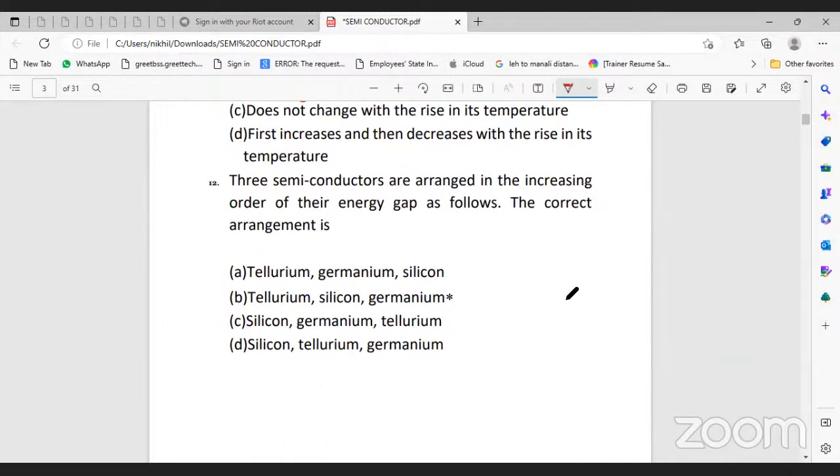Three semiconductors are arranged in the order of their energy gap as follows. You know that the energy gap for germanium is almost like 0.7 to 1.1. For silicon, it is close to 0.3 or 0.4. It is very, very less. Tellurium is very less. Compared to silicon and germanium, the tellurium energy gap is almost nil, close to 0.1 electron volt. So increasing order means option B: tellurium, silicon, germanium. Germanium is having almost close to 1.1.